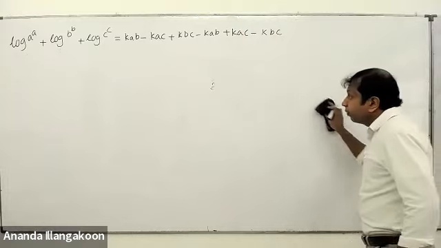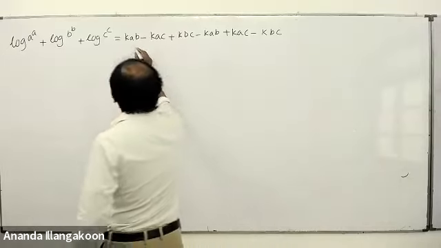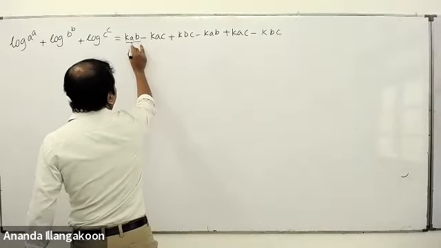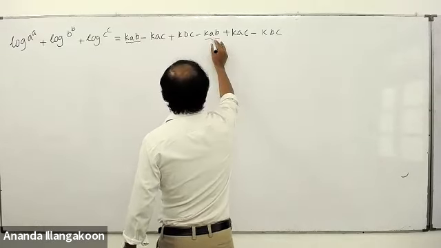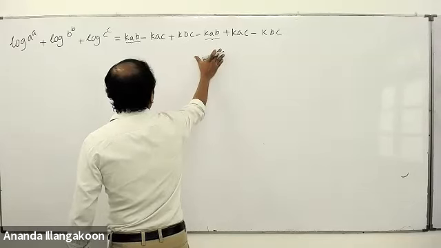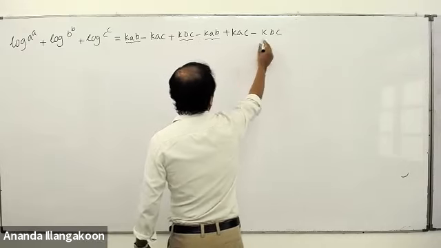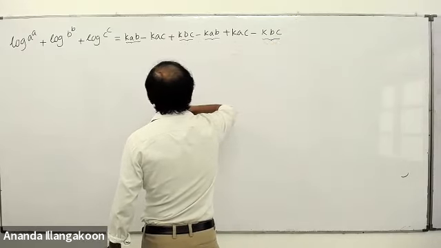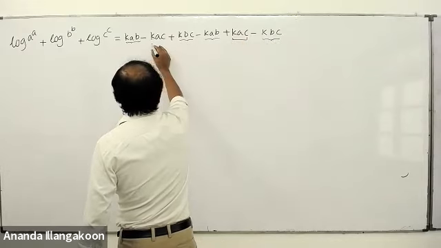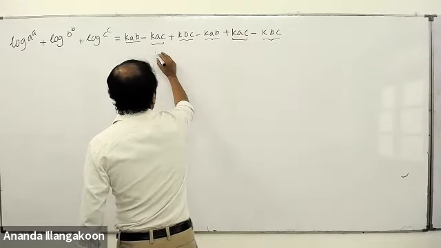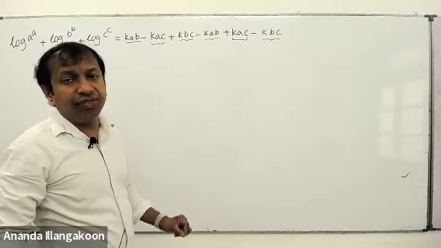Yeah, now people, you can see the simplification on the right hand side. This kab minus this kab will be 0. This kbc minus this kbc will also be 0. This kac minus this kac will be 0. Then finally, the right hand side answer is 0.